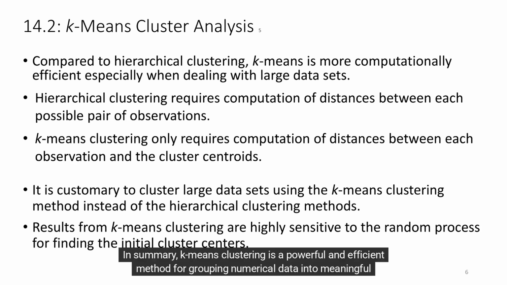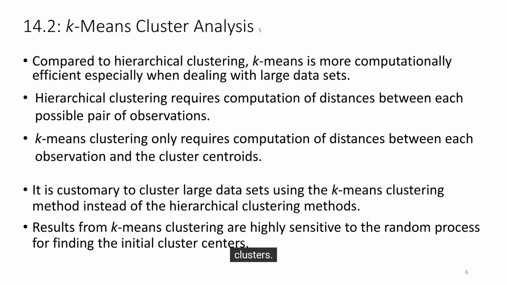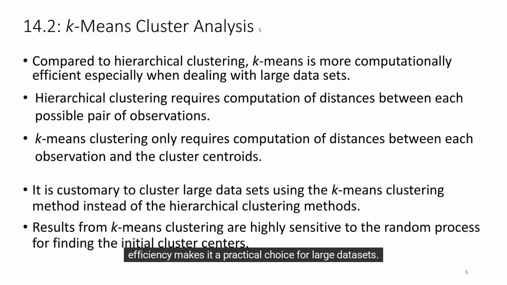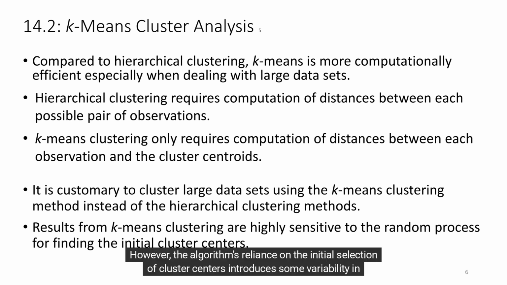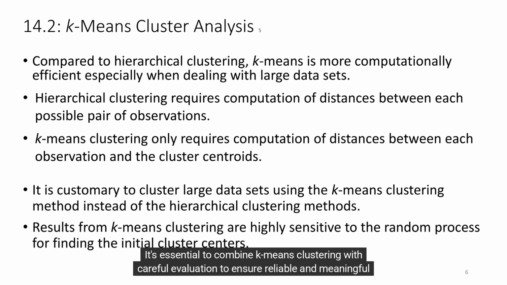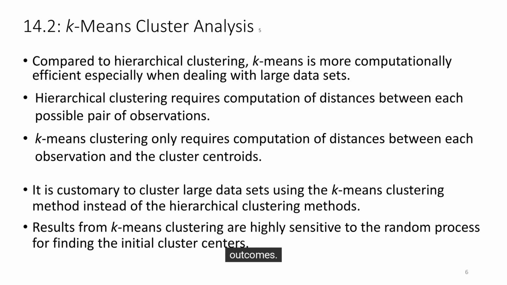In summary, k-means clustering is a powerful and efficient method for grouping numerical data into meaningful clusters. Its iterative approach ensures clusters are refined to minimize within-cluster dispersion, and its computational efficiency makes it a practical choice for large datasets. However, the algorithm's reliance on the initial selection of cluster centers introduces some variability in results. It's essential to combine k-means clustering with careful evaluation to ensure reliable and meaningful outcomes. Let's look at an example using JASP.